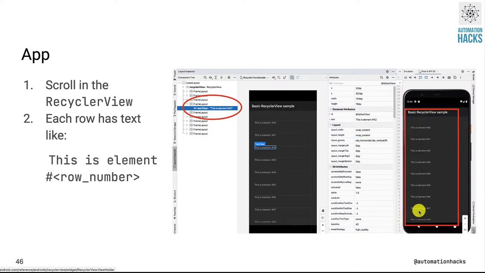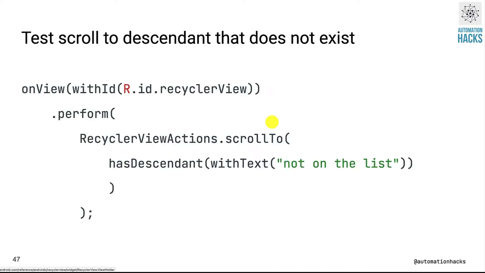So I have a basic RecyclerView sample which has just a list of elements. And as you can see in the screenshot, we have a frame layout as a child of this RecyclerView, and each of them has a simple text view with a text like "this is an element number", and we dynamically generate more numbers. So what if we wanted to automate this? This is how a simple test looks like, wherein we are trying to see whether a given element is not present in the list.